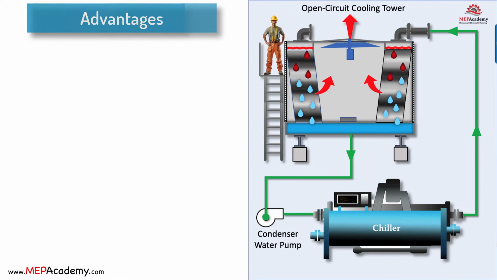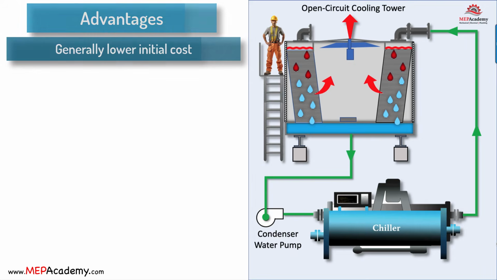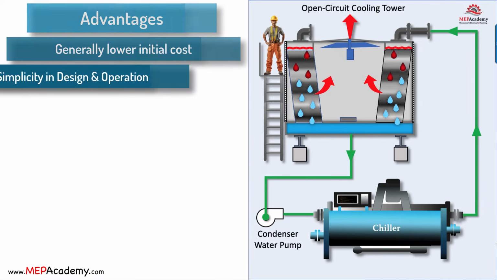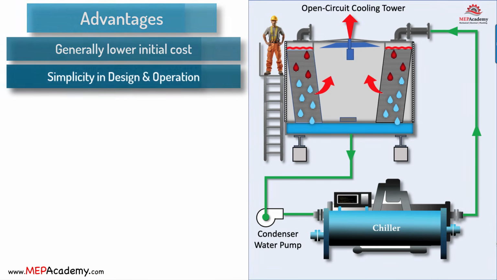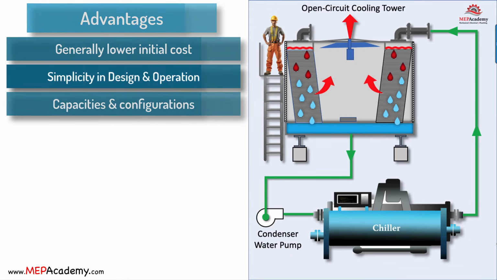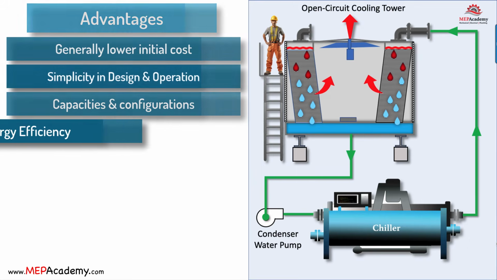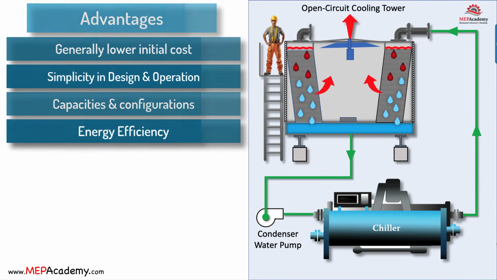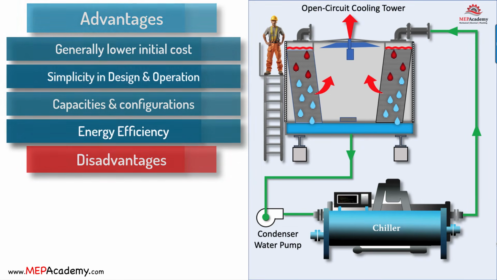Open-circuit cooling tower advantages and disadvantages. Advantages of an open-circuit cooling tower. Number 1. Generally lower initial costs as there is no need for additional closed-loop equipment. Number 2. Simplicity in design and operation. Number 3. Large range of capacities and configurations. Number 4. Energy efficiency.